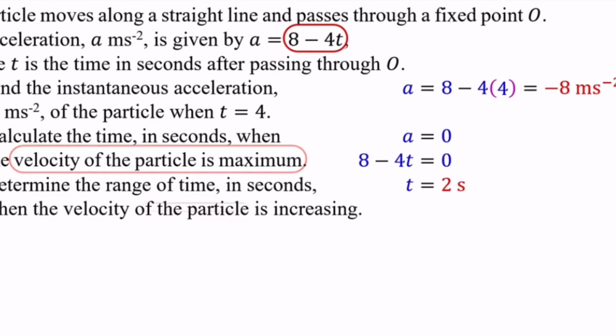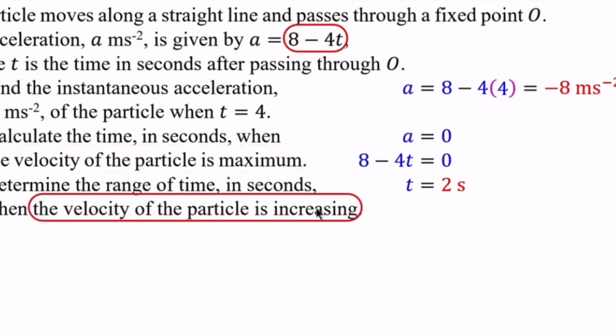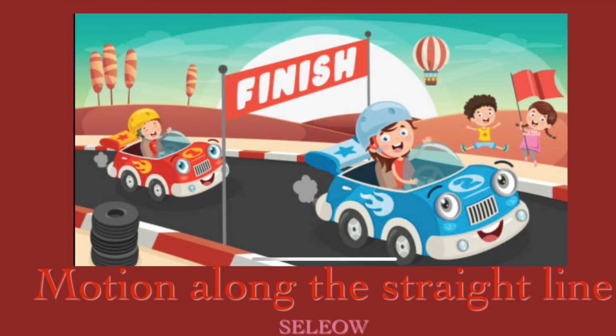And then determine the range of time in seconds when the velocity of the particle is increasing. When the velocity is increasing, the acceleration should be more than 0, right? So acceleration more than 0. So 8 minus 4t more than 0. So remember, you have a negative 4t, so you need to reverse the inequality sign. So the t is less than 2 seconds. So that is the answer for this exercise.